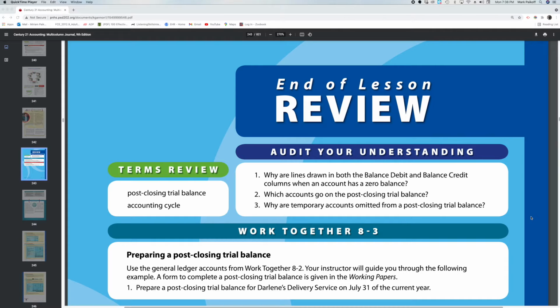balance. So the instructions say, use the general ledger accounts from work together 8-2. Your instructor will guide you through the following example. A form to complete a post-closing trial balance is given in the working papers. Number 1. Prepare a post-closing trial balance for Darlene's delivery service on July 31st of the current year. Alright, so now that I've read over the instructions, let's jump right into the 8-3 work together.